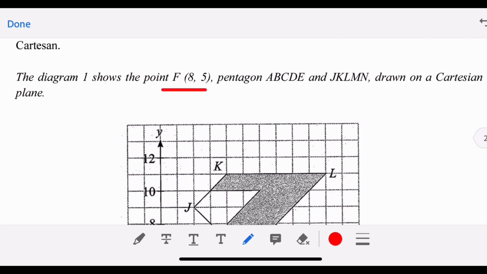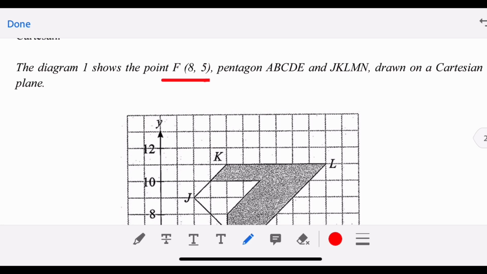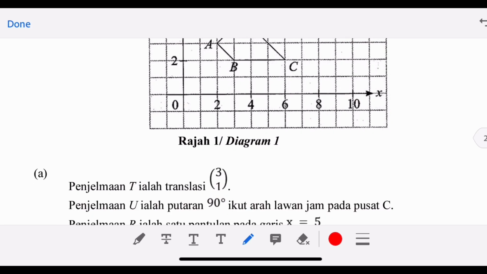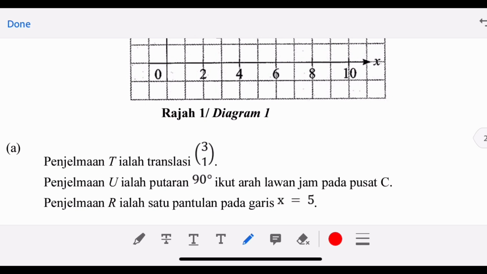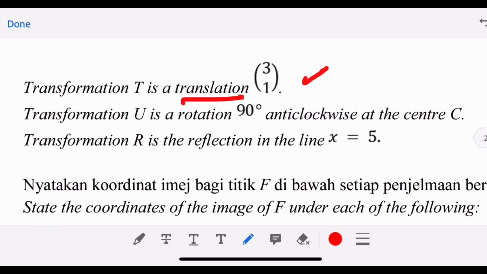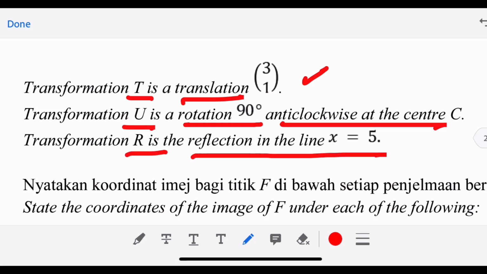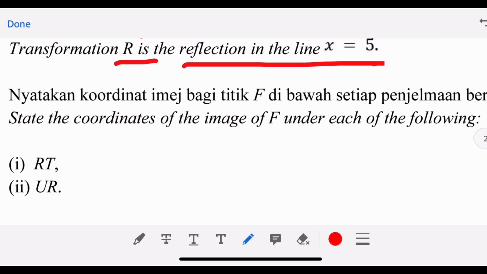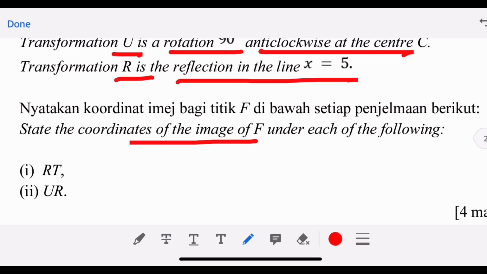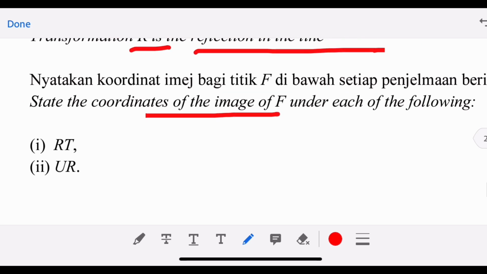So today, I would like to take the opportunity to discuss one of the transformation questions that you might see in your coming exam. Today I will focus on basic ones, which are translation, then rotation 90 degree anti-clockwise about center C, and the reflection in the line x equal to 5. So you have to understand the definition for the transformation. So we have R, we have T, we have U.